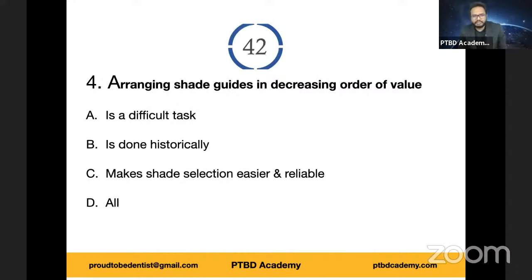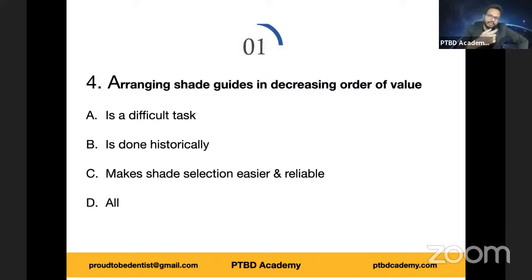Arranging shade guides in decreasing order of value. In fact, we have seen in Vita Classic, we have another sequence of arranging shade guide tabs based on their value, highest value to lowest value, as you have seen, and also you answered the first question, right? So arranging shade guides in decreasing order of value. What's your opinion? Is a difficult task, is done historically, makes shade selection easier and reliable? Or all of the above, which one do you think is more appropriate?